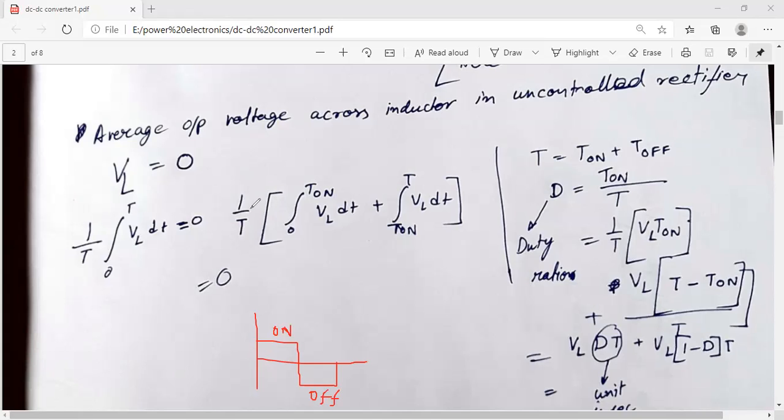And it can also be written in this way: 1 by T integration 0 to t on vL dt plus t on to total time vL dt is also equal to 0. So T is equal to t on plus t off, and duty ratio is equal to t on, that is the on time, by the total time.